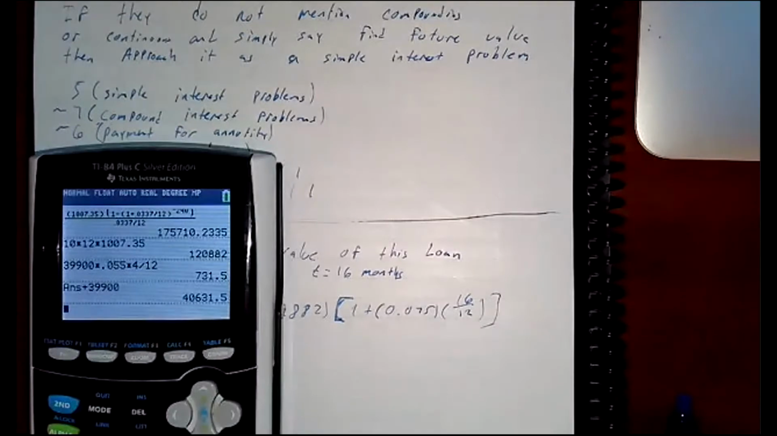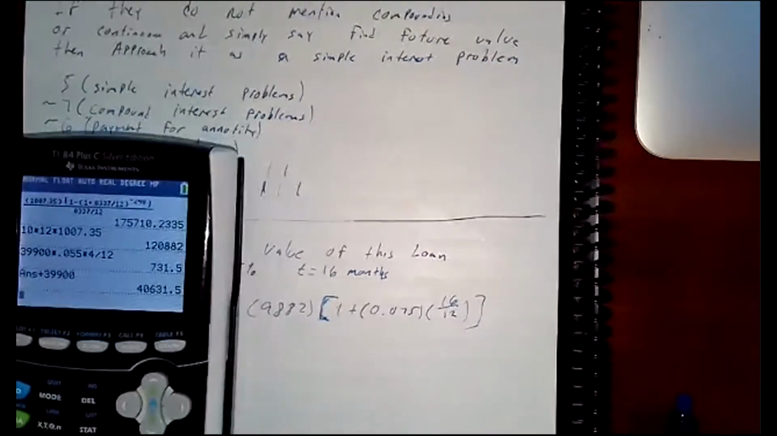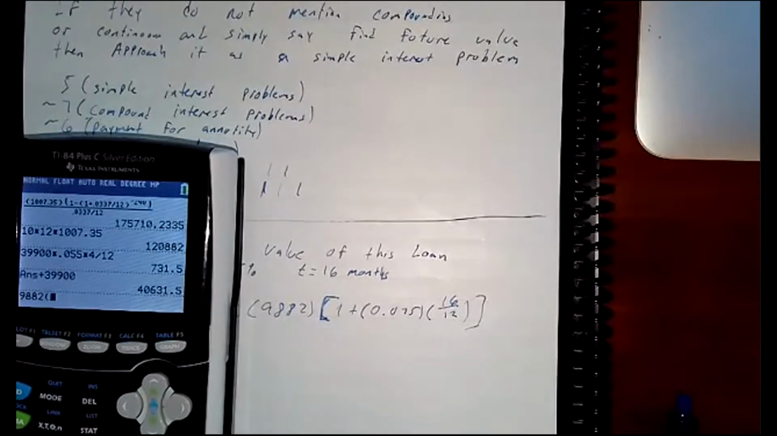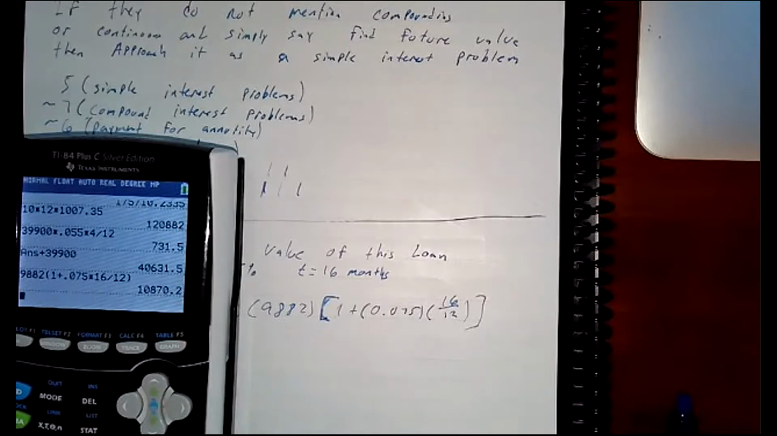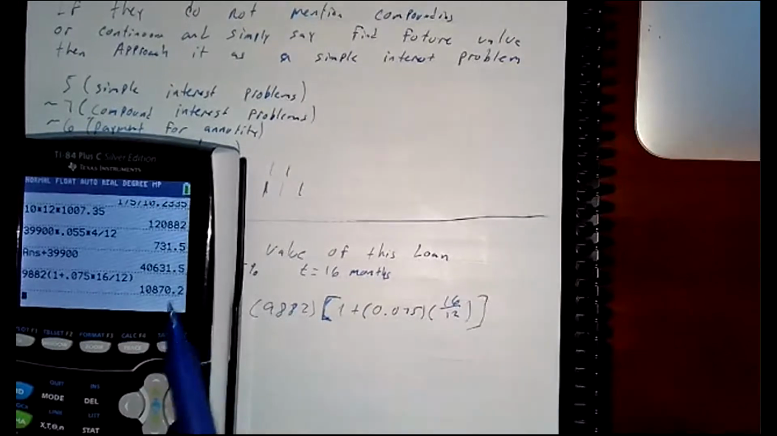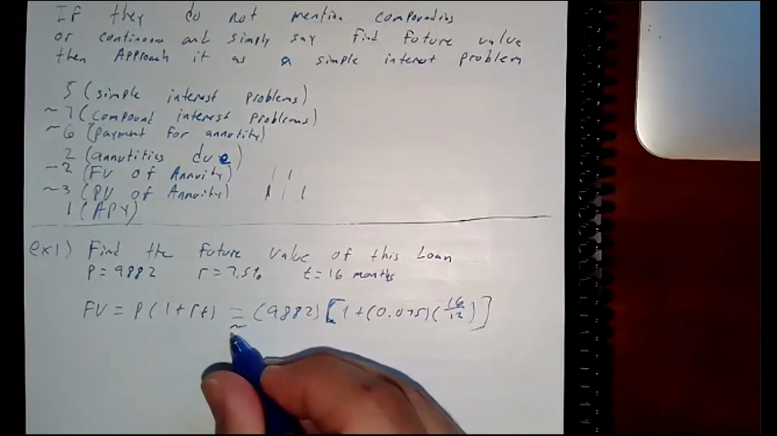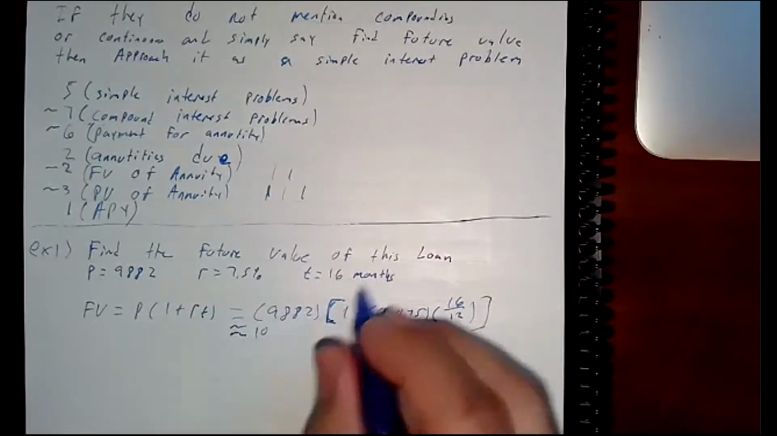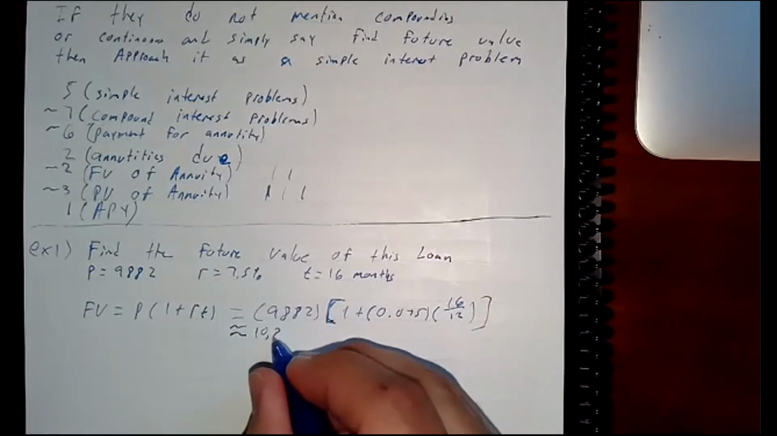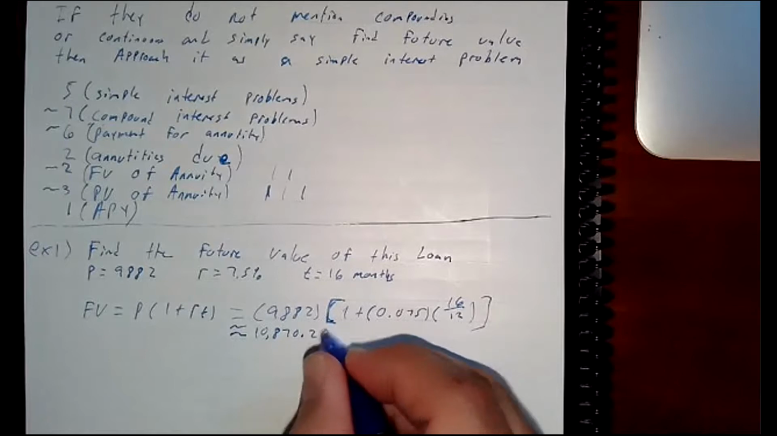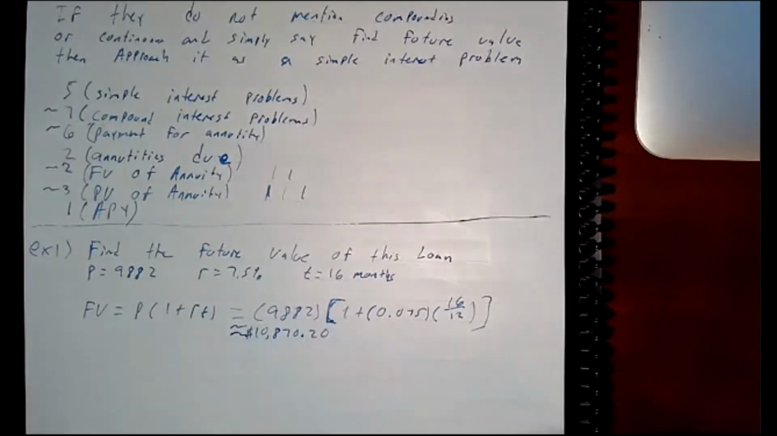Okay, so what the heck is that? I don't know. So 9882 times 1 plus 0.075 times 16 over 12. So it's 10,000, and that's more than I started with, so that seems reasonable. It's not crazy high. Makes me think that I'm right, because it's only 16 months, so I shouldn't make too much money. If suddenly this turns into $1 million, okay, somebody messed up here. Hopefully the bank gave me some free money, right?